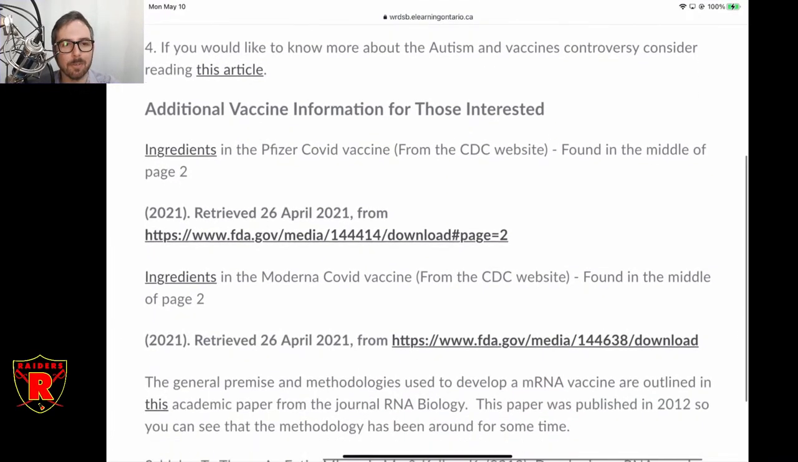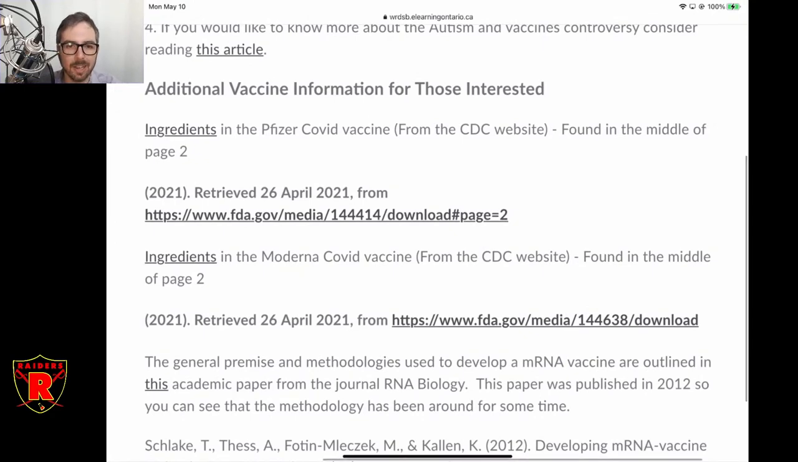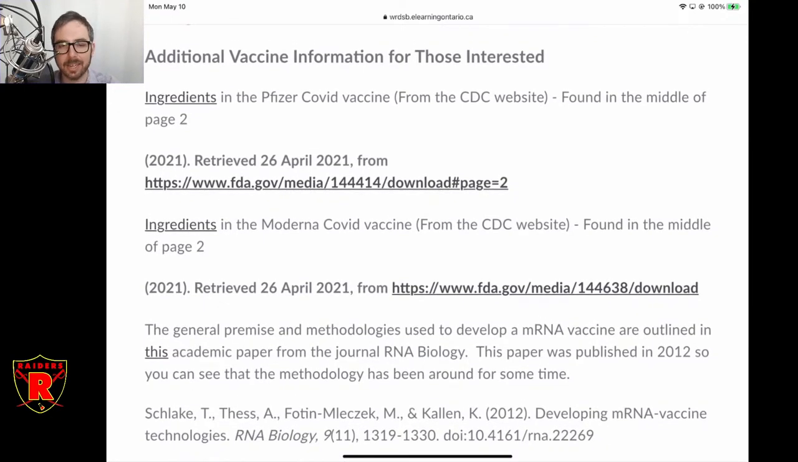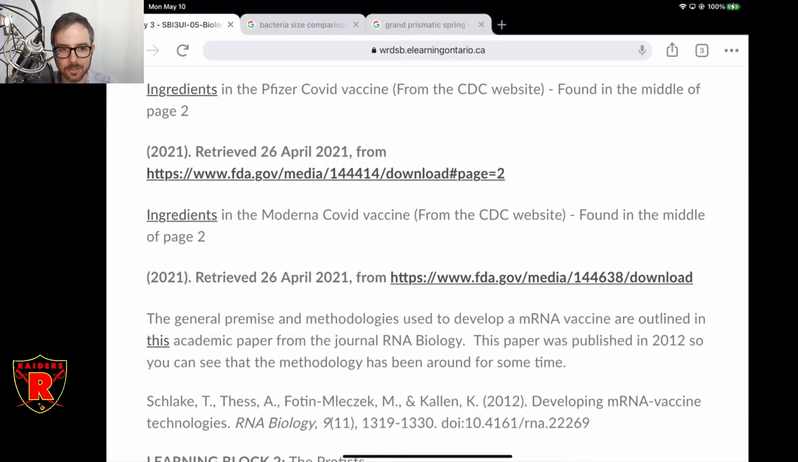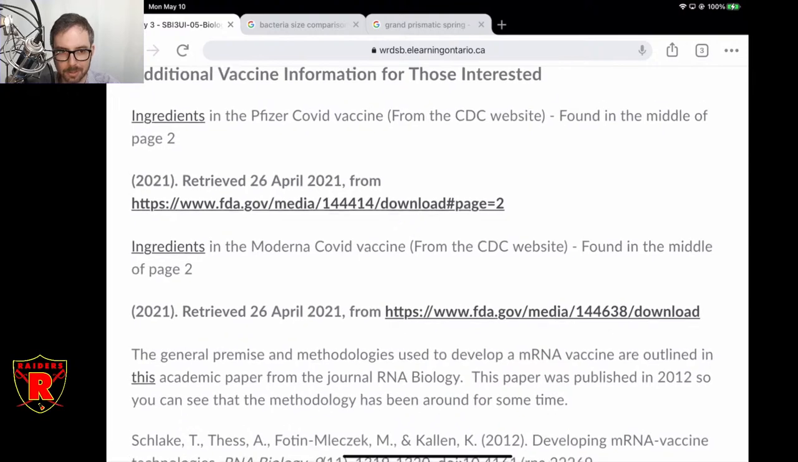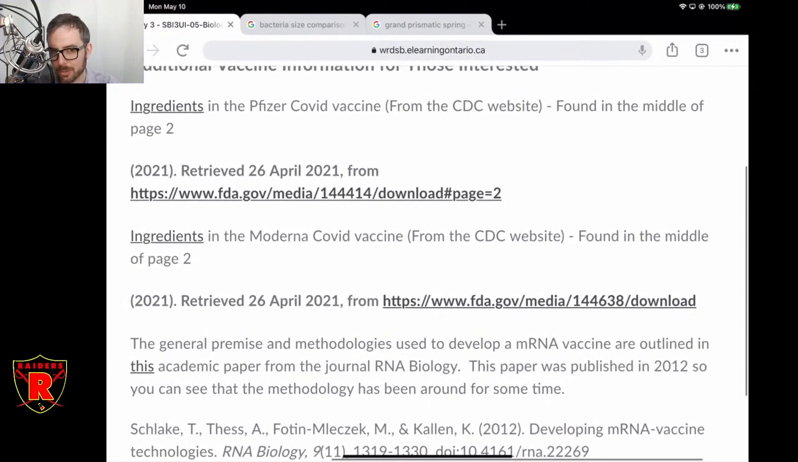Anyway, if you're interested in more information about vaccines, my other class said, hey, how come they don't publish what's in vaccines? That seems really shady to me. Of course, that's not true. They do publish exactly what's in every vaccine. And for example, I have posted here on this page what's in the Pfizer vaccine. It's on page 2 of the document released by the CDC. Same thing is true for the Moderna one. Those are the mRNA vaccines. And then the other vaccines, which are traditional vaccines, also have their ingredients posted.